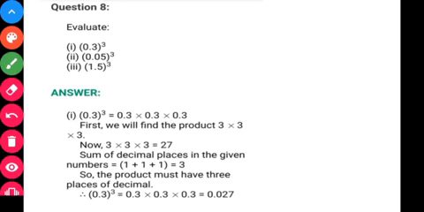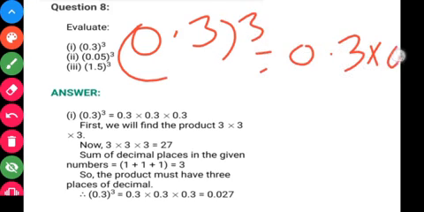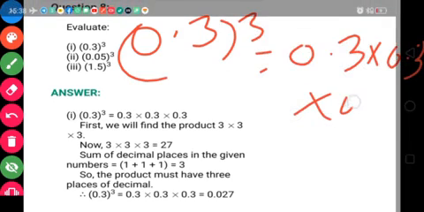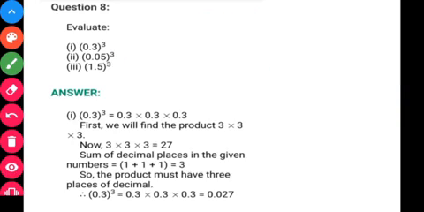So you know cube means that number is multiplied 3 times, means 0.3 whole cube is equal to 0.3 into 0.3 into 0.3. Okay, and you know for multiplication of decimal numbers, first you multiply like whole numbers. So here first you multiply 3 into 3 into 3, that will be 27.